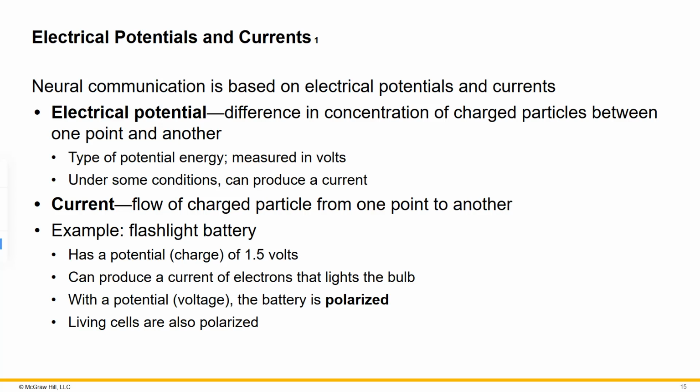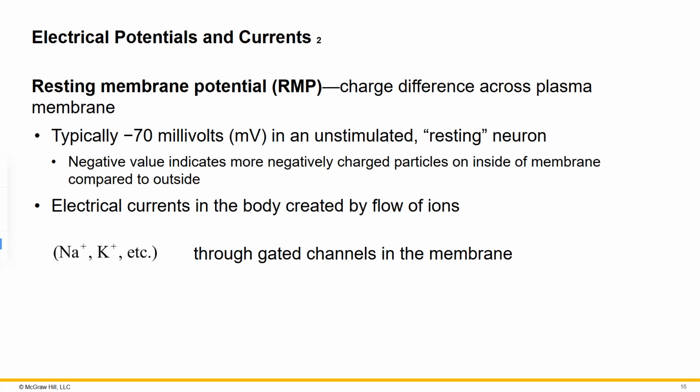With a potential voltage, the battery is polarized. Living cells are also polarized. This is where we talk about the resting membrane potential. This is the charge difference across the plasma membrane. Typically, we're sitting at minus 70 millivolts in an unstimulated resting neuron. A negative value indicates more negatively charged particles on the inside of the membrane compared to the outside.